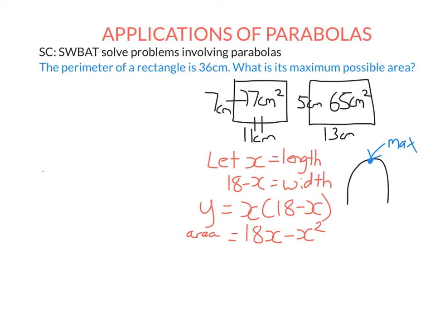Remember, the formula for the turning point of any parabola is x equals minus b over 2a. That's the x value. In this case, b, which is the number in front of x, is 18. So x will be minus 18 over 2 times, and as I said before, the number in front of x squared, which is a, is minus 1. So we get x equals 9. The maximum turning point occurs when x equals 9.